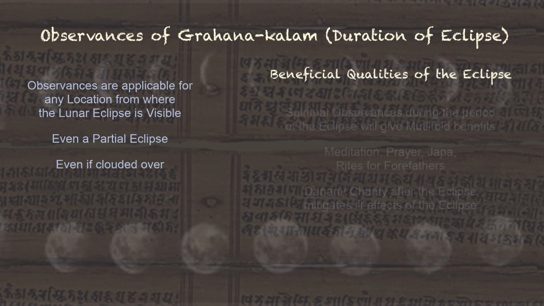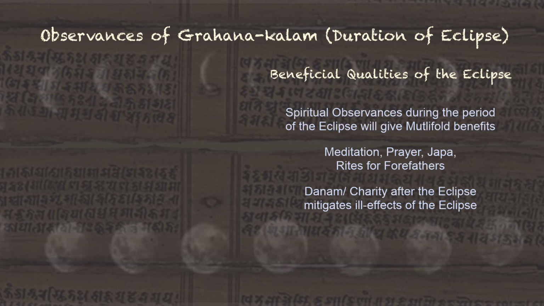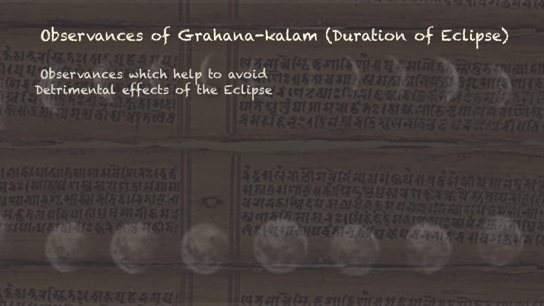What is beneficial? Any spiritual observance done during Grahana Kala, the actual period of Grahanam, will equal multifold benefits. Meditation, prayer, rituals will afford immense benefits. Dhanam or charity is recommended at the conclusion of the eclipse. It is said to mitigate the ill effects of the Grahanam. Other observances to follow to avoid detrimental effects of the eclipse are: firstly, food.